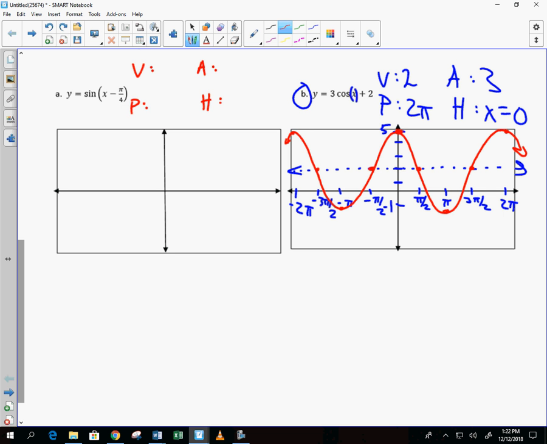Is there a vertical shift here? No. There's no plus something on the outside, so there's no vertical shift. So I'm just on the x-axis. What's the amplitude? 1. It's just the absolute value number in front of sine. That was super easy. So what's the maximum value I have? 1. Minimum value? -1.